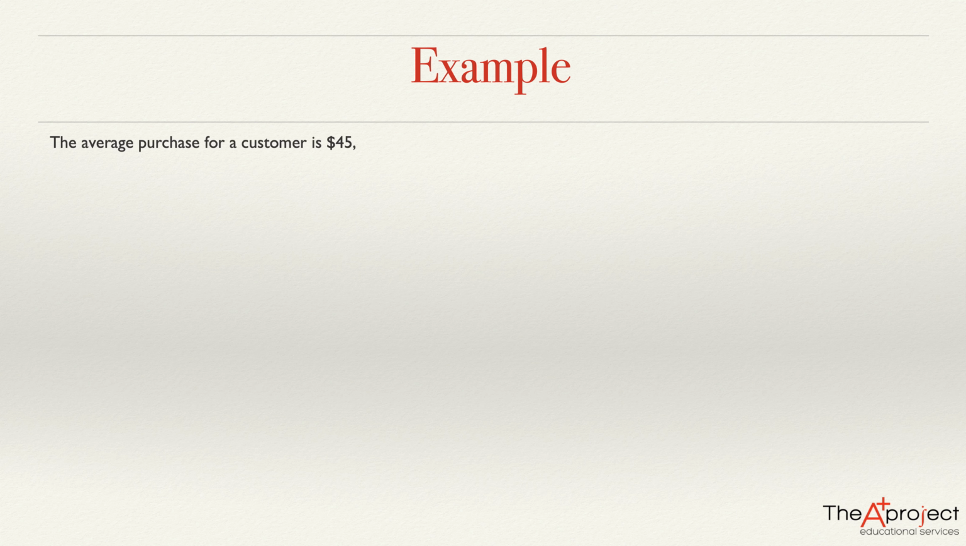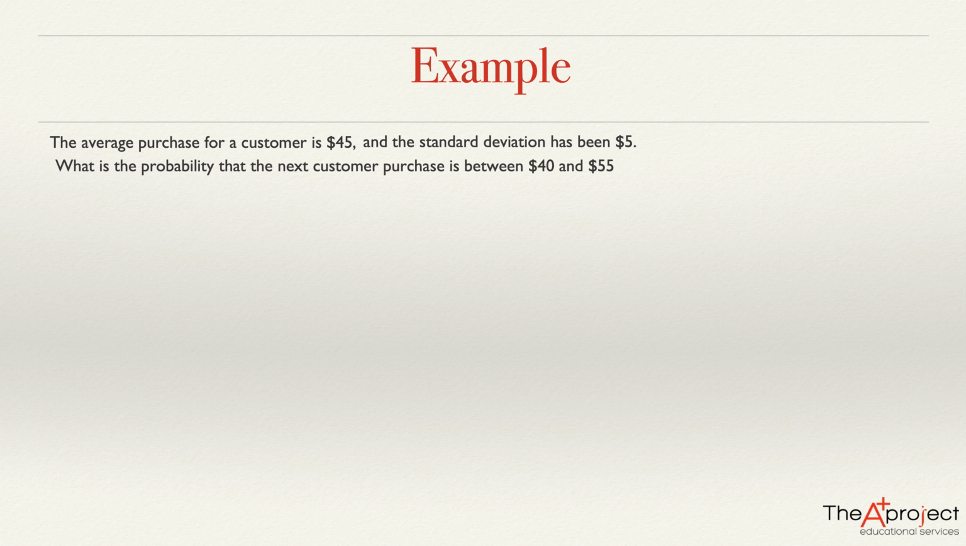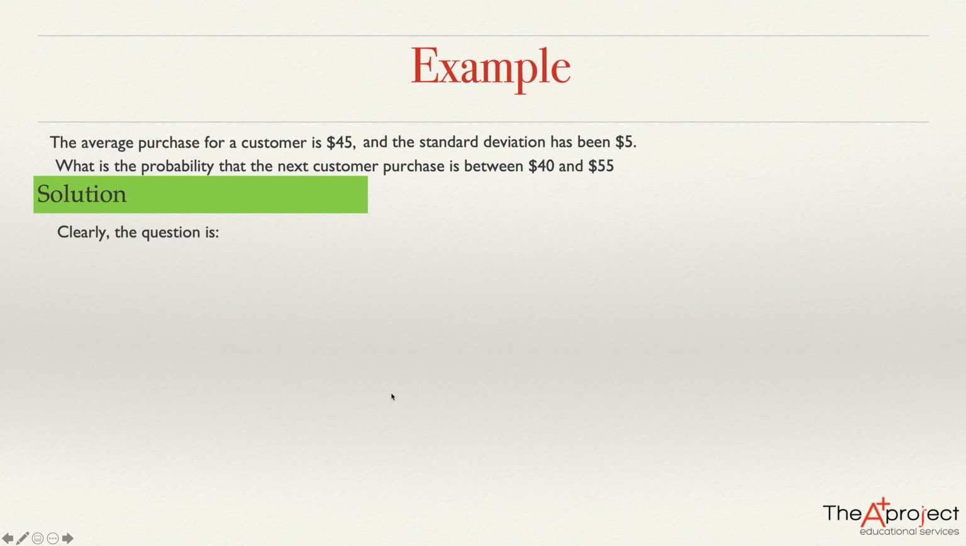This is an example. The average purchase for a customer is 45, and the standard deviation is 5. This is the same information I already told you, but now the question is different. What is the probability that the next customer purchase is between 40 and 55? The question in mathematical language will be: what is the probability that the variable x will be more than 40 and less than 55? That is the way I write the question in math words.